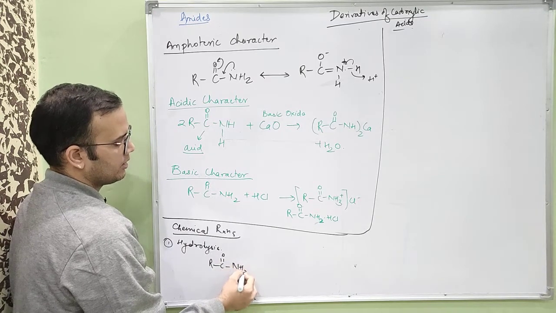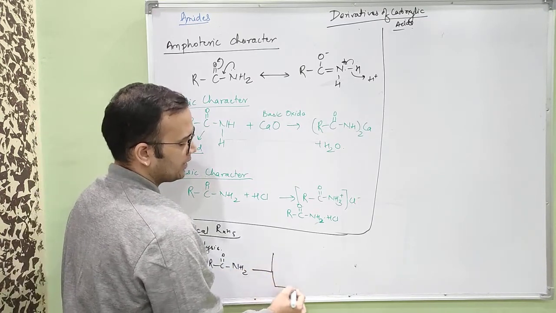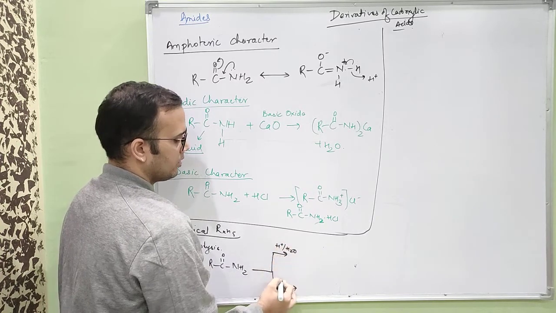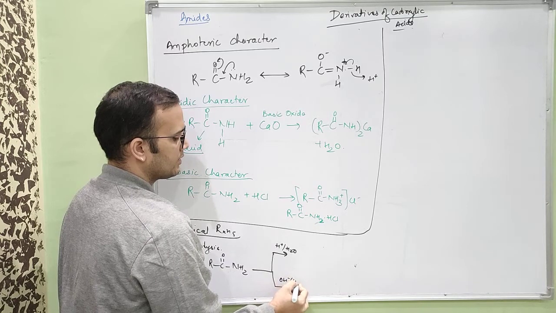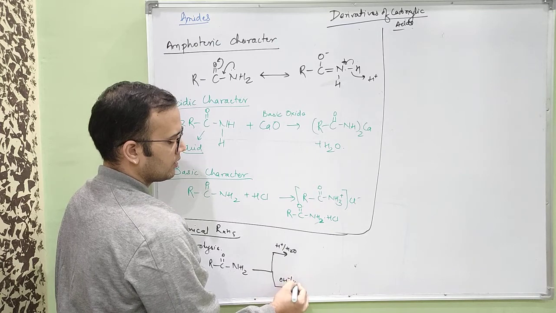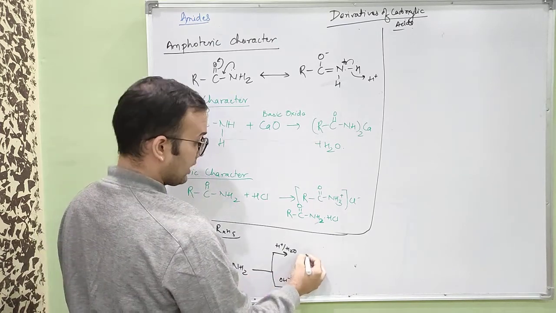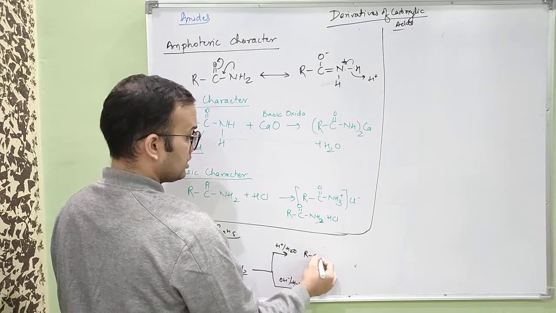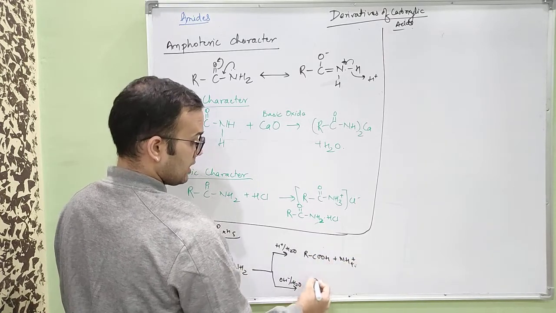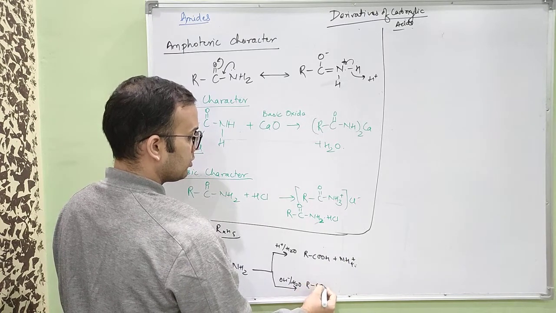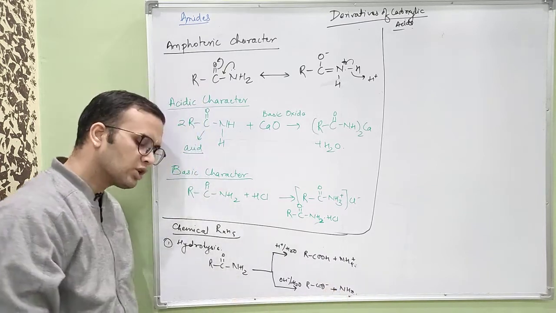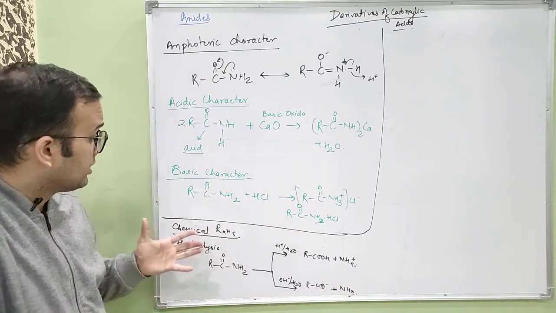In this reaction you get acids, this way or that way. I mean, it can be catalyzed by acids or bases, and you will always get either acids or their salts. In this case, what will happen? You will get RCOOH plus NH4 plus, and in this case you will get RCOO minus plus NH3. Got it? So this is what happens in hydrolysis.